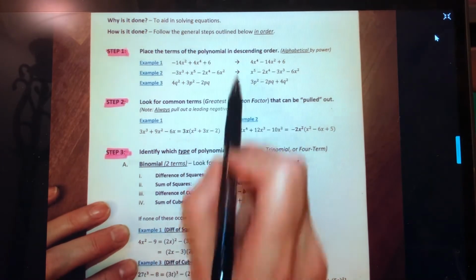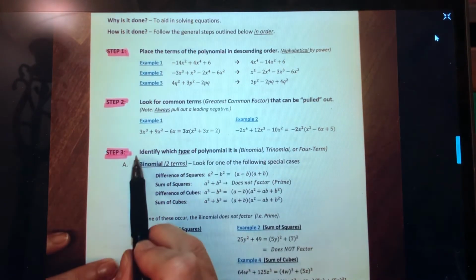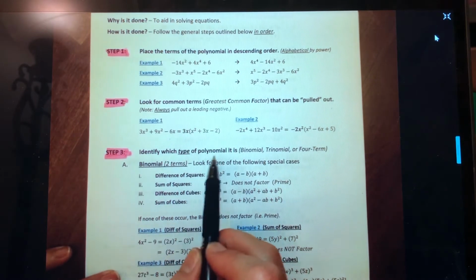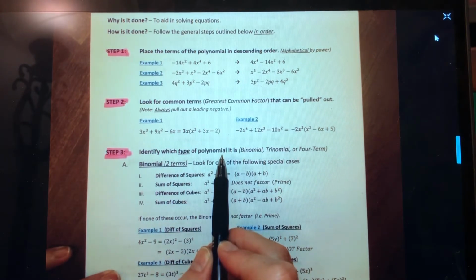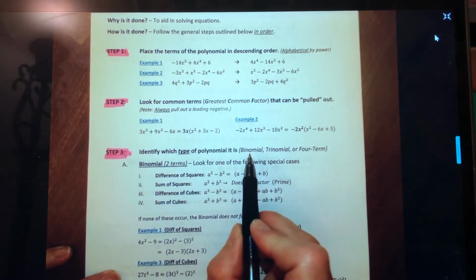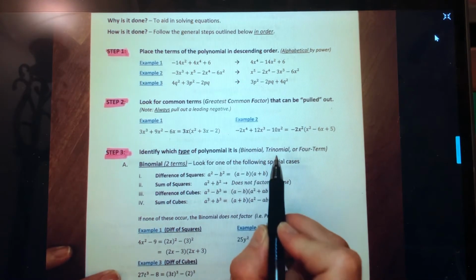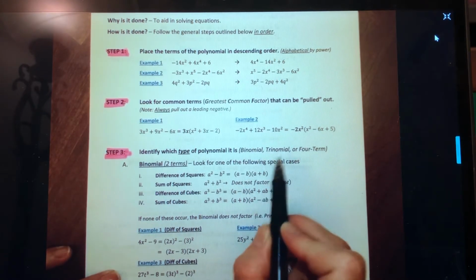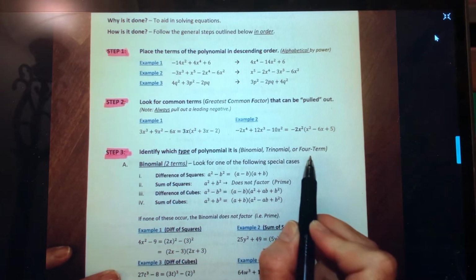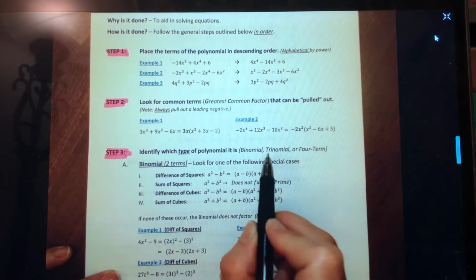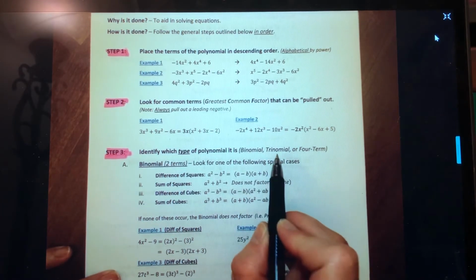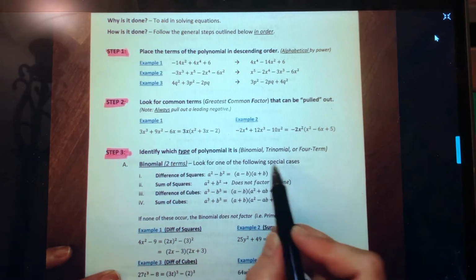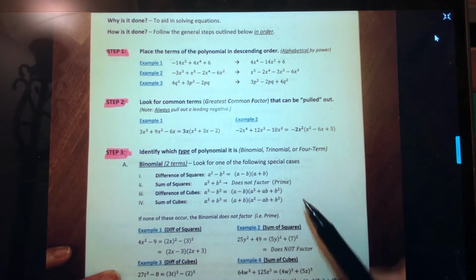And once we've done these first 2 steps, step 3 then says, okay, now what type of polynomial do I have? Is it a binomial, which means it has 2 terms? Is it a trinomial, which means it has 3 terms? Or is it a 4-term polynomial? Because depending on which one of these you have, you will follow a different process.